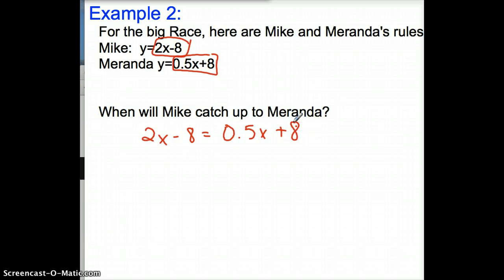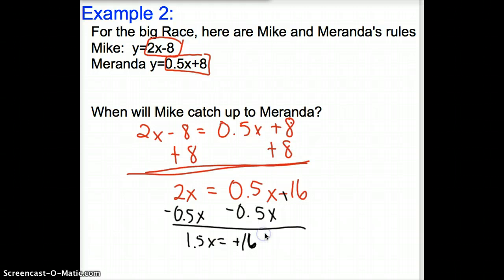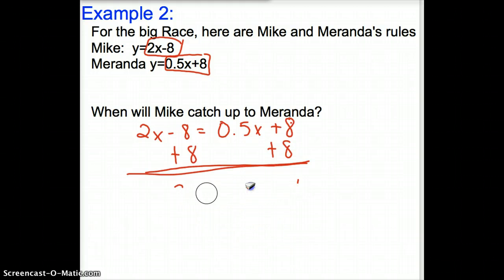And we're going to solve for x by adding 8. Okay, so we added 8 to both sides. We get 0.5x plus 16 equals 2x. Pause the video now and try solving the rest of the equation on your own, and check back if you want to see the solution when you're ready.